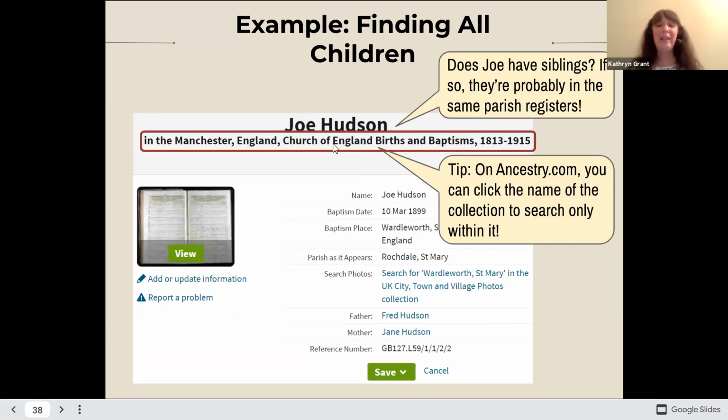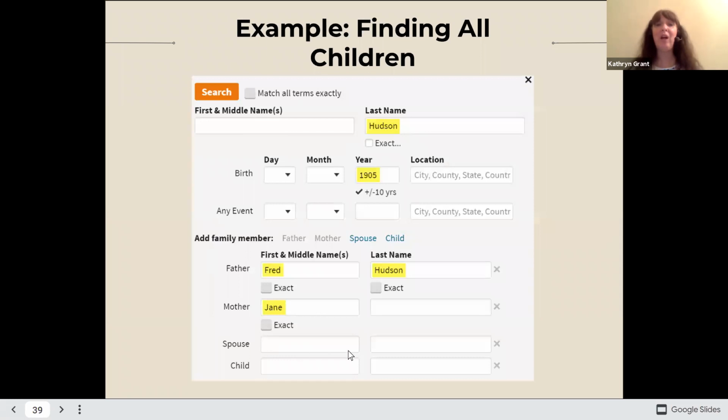So I clicked on this collection and got this search form, and then what I wanted to do was find his siblings, but I can't search by their names because I don't know them. So I put in the last name of Hudson, and then I put in what I assumed to be a reasonable span based on information that I had. Like, when did I think that couple was probably having children?